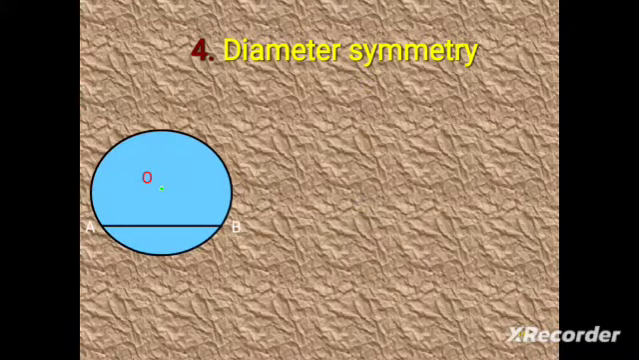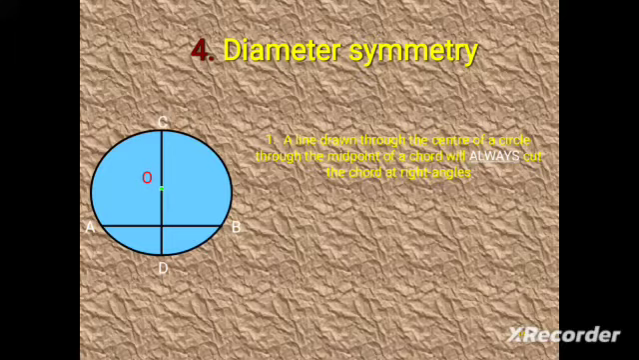Okay, in this diagram, we have the center O and a chord AB. Then the diameter, of course. We are now looking at diameter symmetry, and we want to see the relationship between the diameter of a circle and this chord AB.